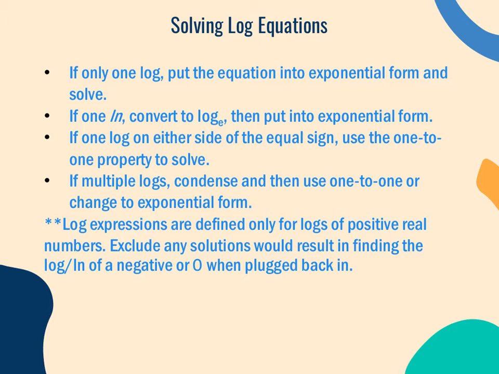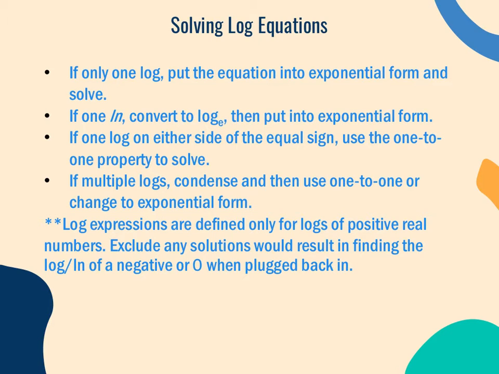Just like before, if there's only one log, you're going to put the equation into exponential form, and then you can solve it. Same thing, if there's only one ln, you can convert it to log e and then put it into exponential form. If you have one log on either side and it's got the same base, you could use that one-to-one property, cancel the logs, and then solve what remains.